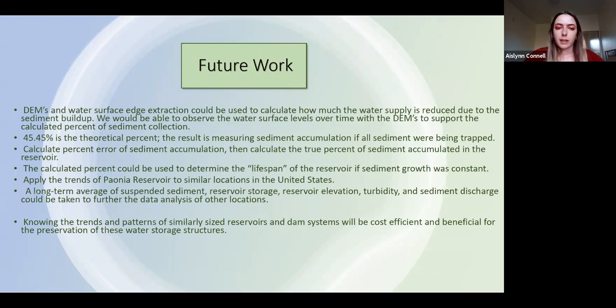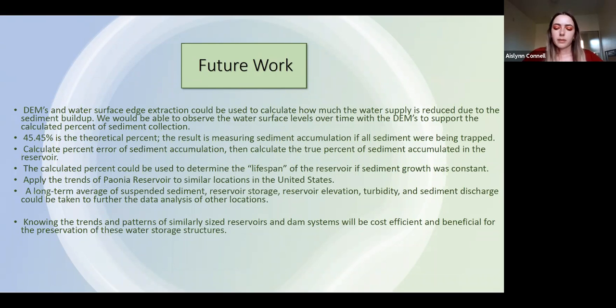And I would also like to calculate the percent of sediment again after finding the percent error, because the 45.45% that I found this summer is if all the sediment were being trapped, and it doesn't account for any sediment going through the system. And with the more accurate percent, I could calculate an estimated remaining time for the reservoir if the sediment accumulation growth was consistent. And lastly, I would like to take a long-term average of all of the available data and apply any trends to similar, less studied dams and reservoirs.